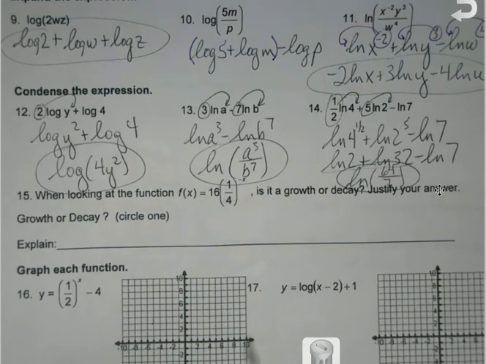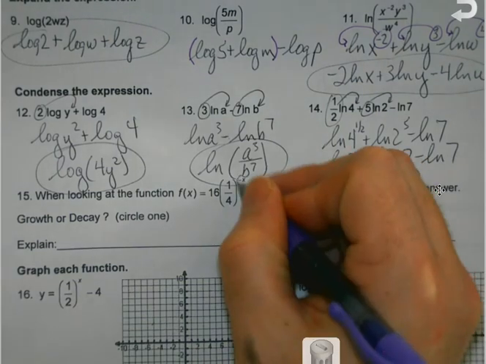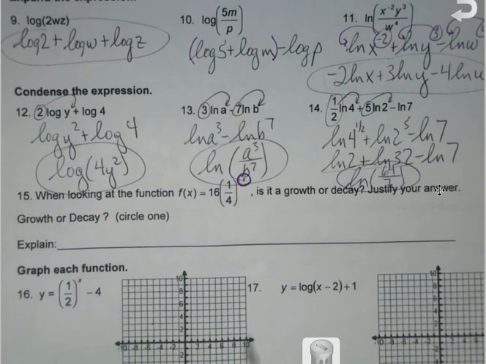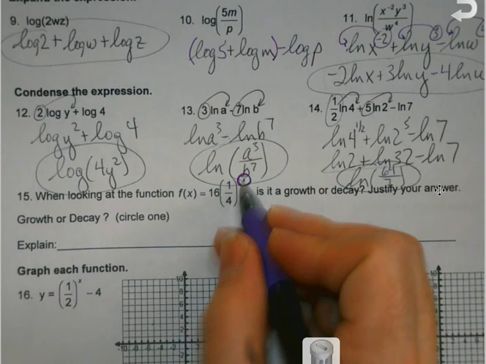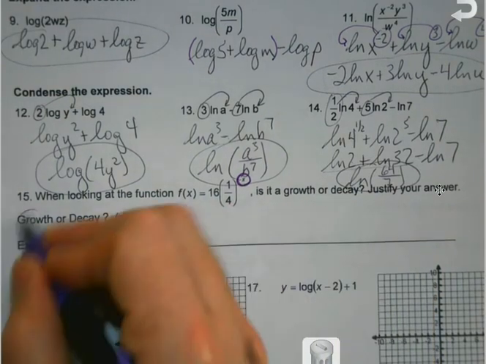15. Now this got some of you when we did the last quiz, so hopefully you catch it this time. When looking at the function f of x equals 16 times 1/4 to the negative x, as it grows or decays, don't just look at the b. Be careful. That's a negative x. Okay. So you're like, okay, since it's a negative x and that was going to be decay before, now it's growth. Good.